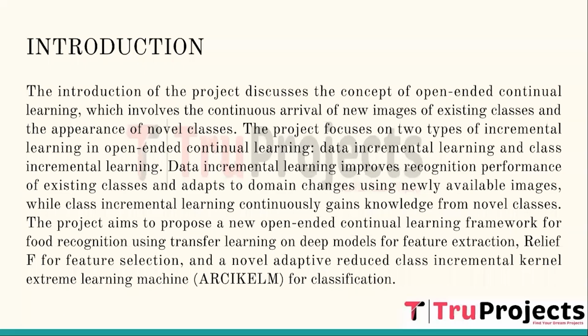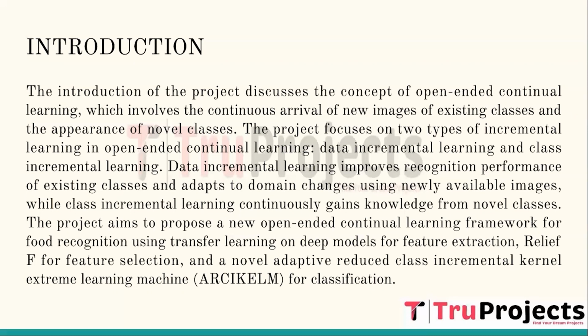The project's introduction delves into the concept of open-ended continual learning, which involves the continuous influx of new images belonging to the existing class and the emergence of new classes. Within this context, the project specifically focuses on two types of incremental learning: data incremental learning and class incremental learning. Data incremental learning aims to enhance recognition performance for existing classes and adapt to domain changes by leveraging the newly available images. On the other hand, class incremental learning continuously acquires knowledge pertaining to novel classes.